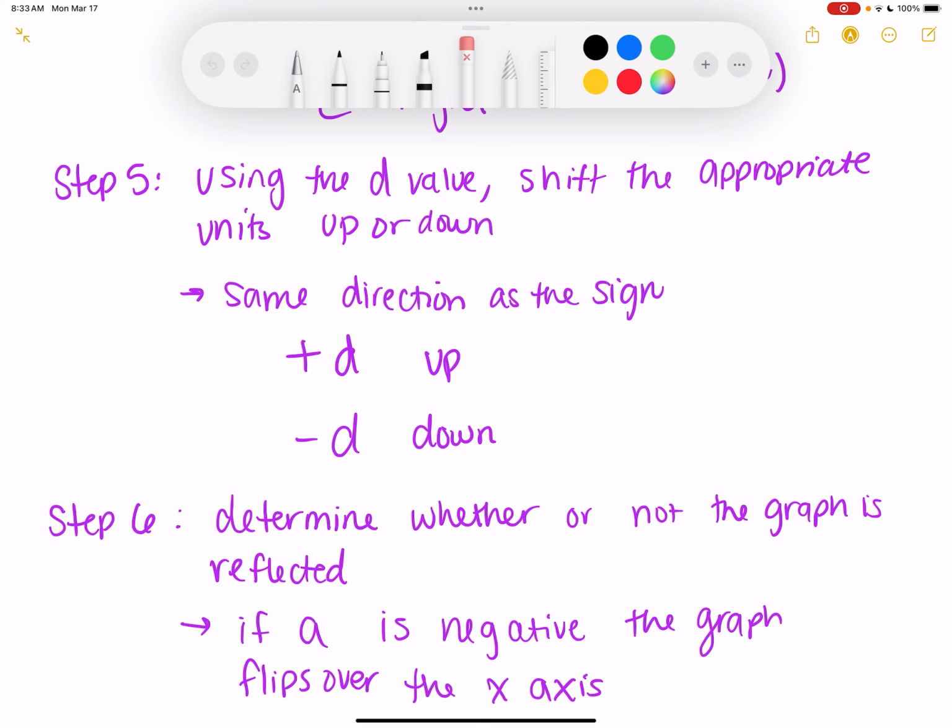And then finally, we determine if the graph has been reflected or not. And so if a is negative, it's been reflected over the x-axis, and so it just takes the whole graph and flips it upside down. So if a value was at, let's say, (0, 1), then that value is now at (0, negative 1). So it just flips it over.